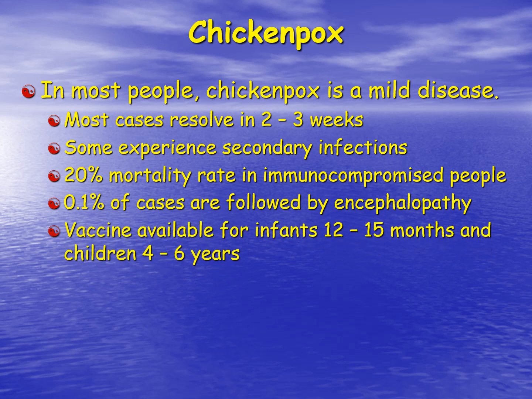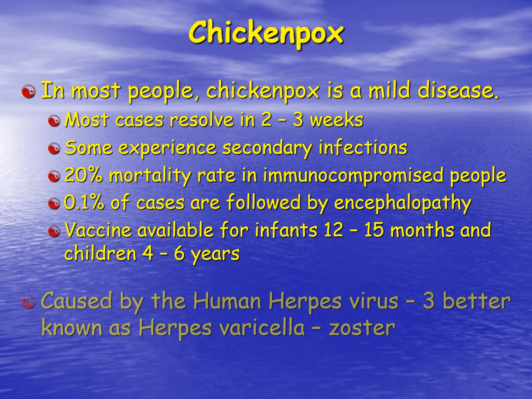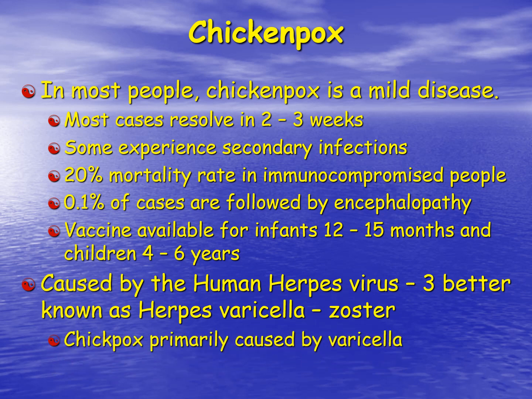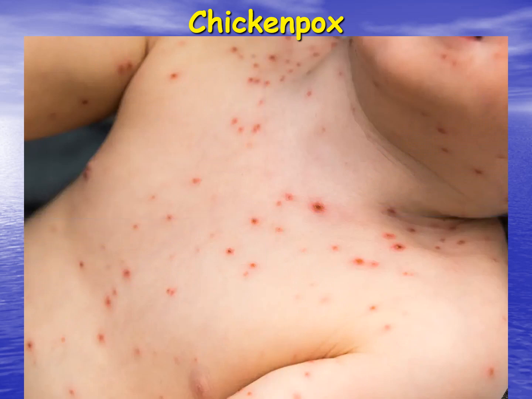Chickenpox vaccine has been available for a number of years, and for infants from 12 to 15 months is usually when you get your first one, and then a follow-up booster somewhere between 4 to 6 years of age. Chickenpox is caused by the human herpes virus 3, better known as the herpes varicella zoster, and it is actually the varicella portion that causes chickenpox. And this is what it looks like. And you can have these little lesions that are very, very itchy and fluid filled all over the body.